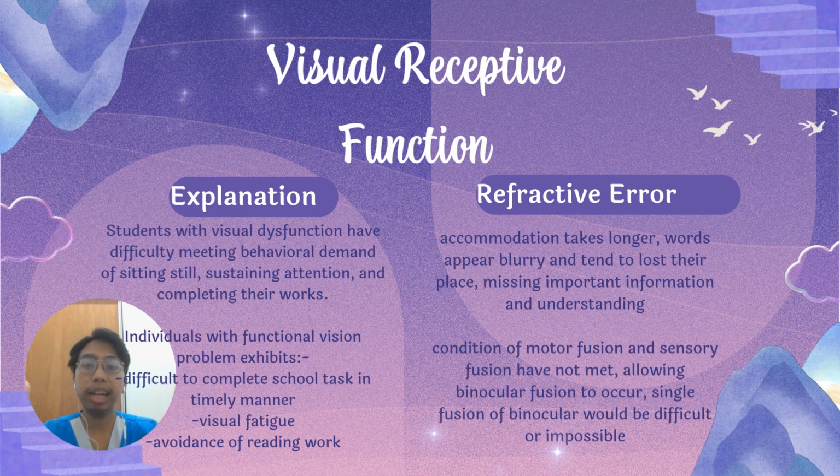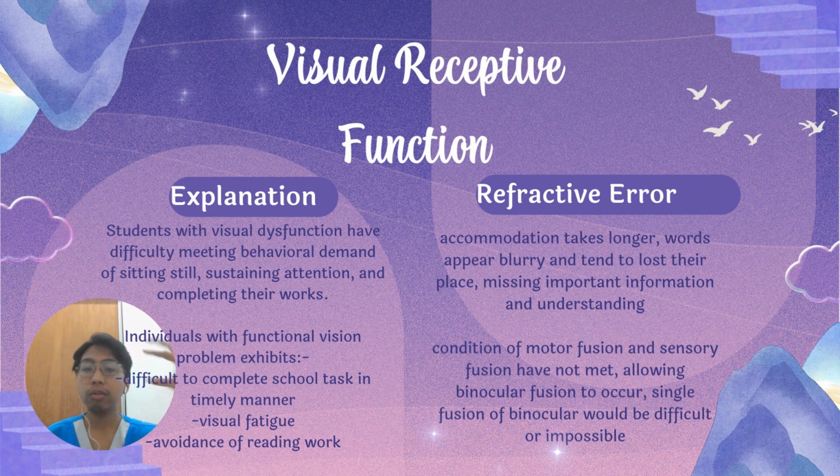So what happens if visual receptive function has problems? Those with visual dysfunction have difficulty meeting behavioral demands such as sitting still, sustaining attention, and completing their work. If they have a problem with visual receptive function, how can they even give attention to the surrounding? That's why when it comes to sitting still, they need to have better visual receptive function to be able to sit longer.